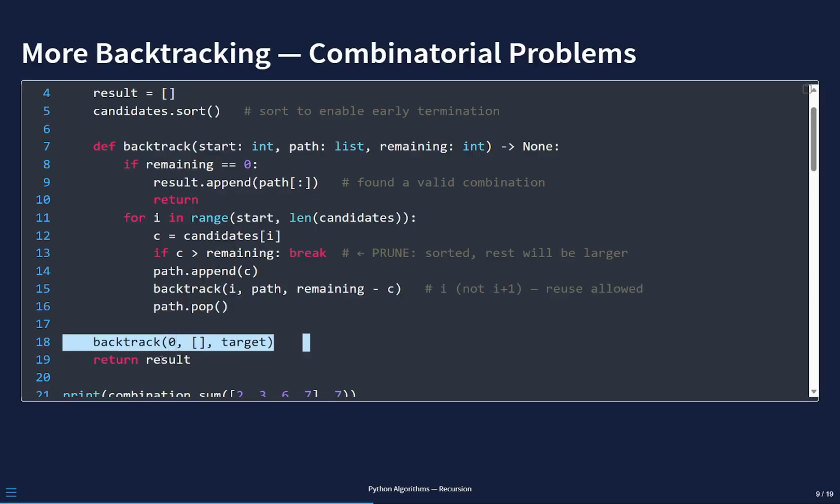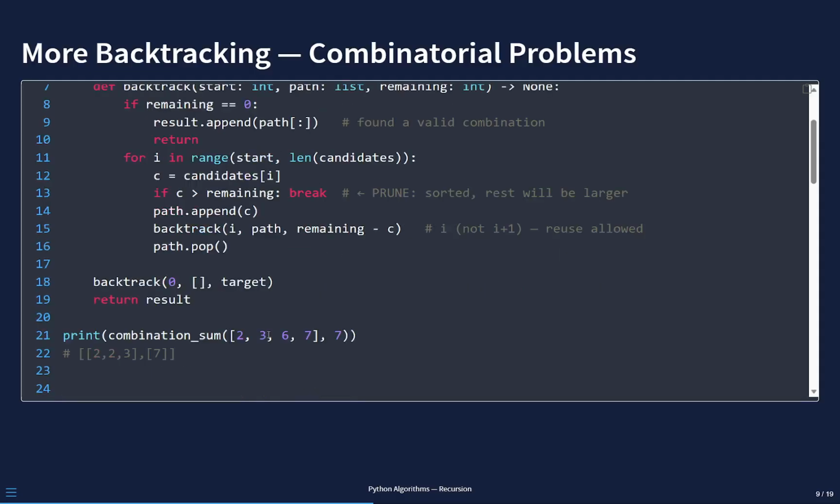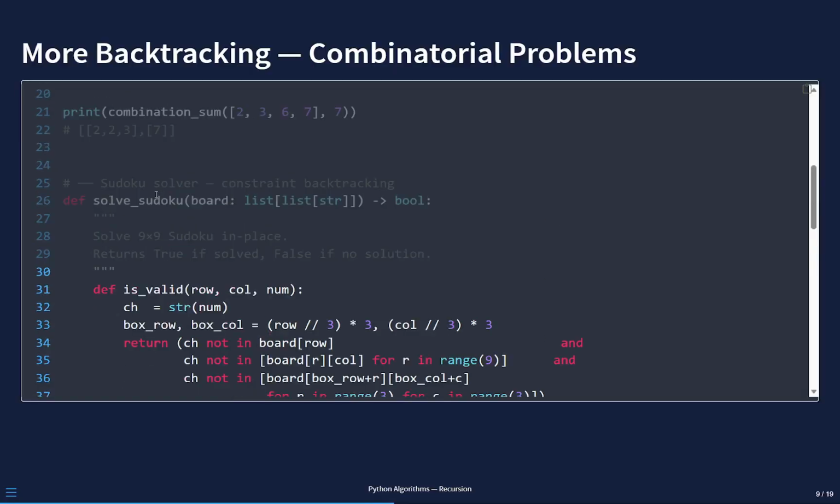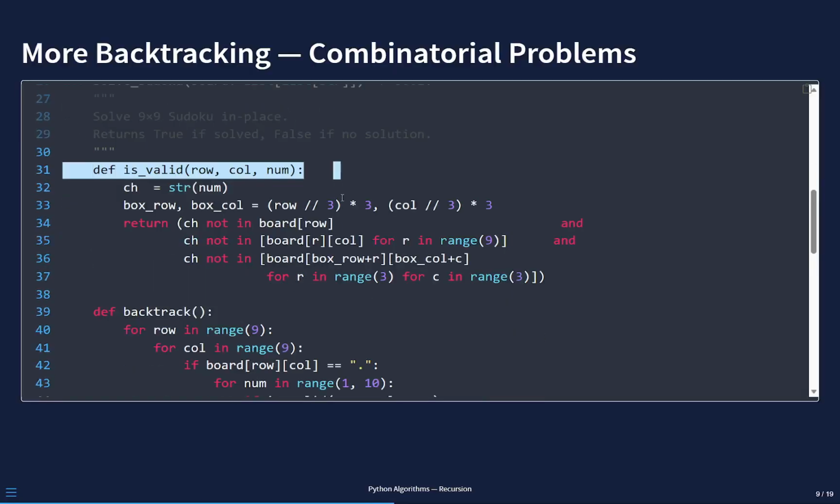Notice we recurse with index i rather than i plus 1, allowing the same element to be picked again. Click, Sudoku Solver. We scan the board for the first empty cell marked with a dot. We try digits 1 through 9.